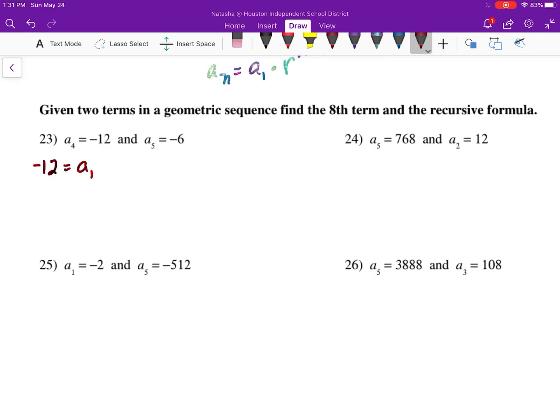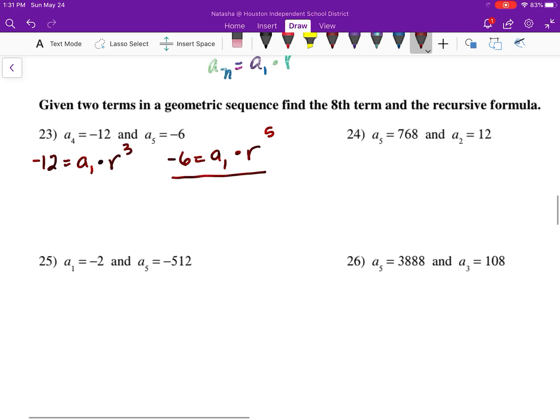My fourth term is negative 12, so I'm going to say negative 12 is equal to our first term times the ratio, because we don't know what the ratio is, to the, well, that's the fourth term, so 4 minus 1 will give me 3, so that's the third power, okay? Now, our second one is going to be negative 6, so negative 6 is equal to a first term times the ratio to the 5 minus 1, which is 4, okay?